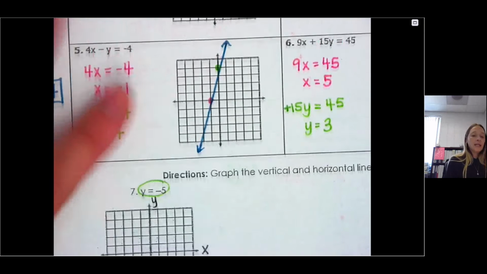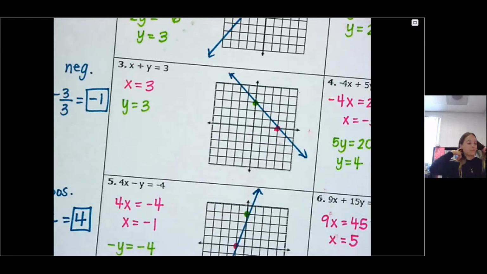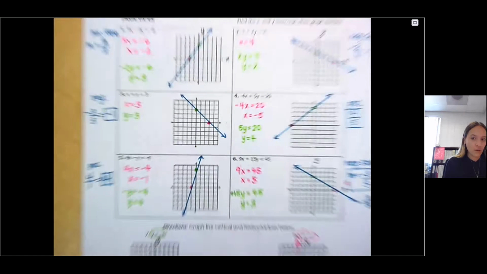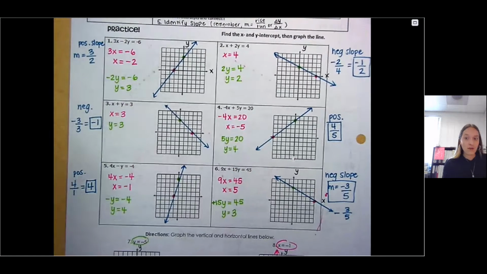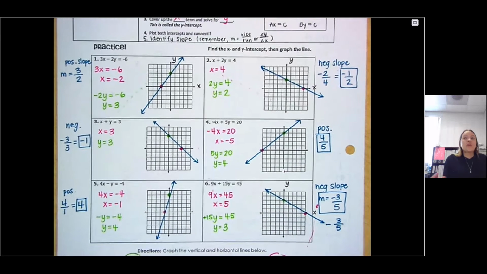Got another minute, and then we're going to check them. Seven and eight tell you which axis to cross on. If it says y equals, that means you're crossing the y-axis. And if it's x equals, you're crossing the x-axis.